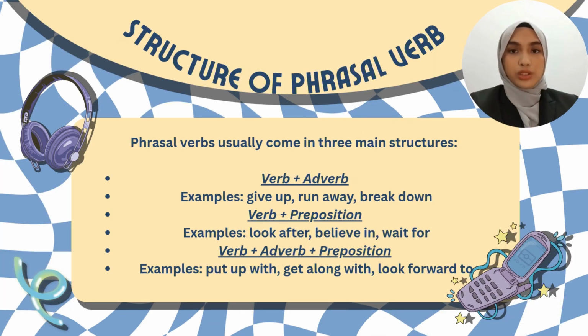Next, I'm going to talk about the structures of phrasal verbs. Phrasal verbs usually follow three main structures. Number one is verb plus adverb. For example, give up means to stop trying, break down, to stop working, run away, to escape. Number two is verb plus preposition. For example, look after, to take care of, believe in, to trust, and wait for, to expect. Number three is verb plus adverb plus preposition. For example, we have get along with, which means to have a good relationship, put up with, to tolerate, and look forward to, to be excited about something. Whenever we see a verb and a short word like up, in, on, out, or with, it could be a phrasal verb.